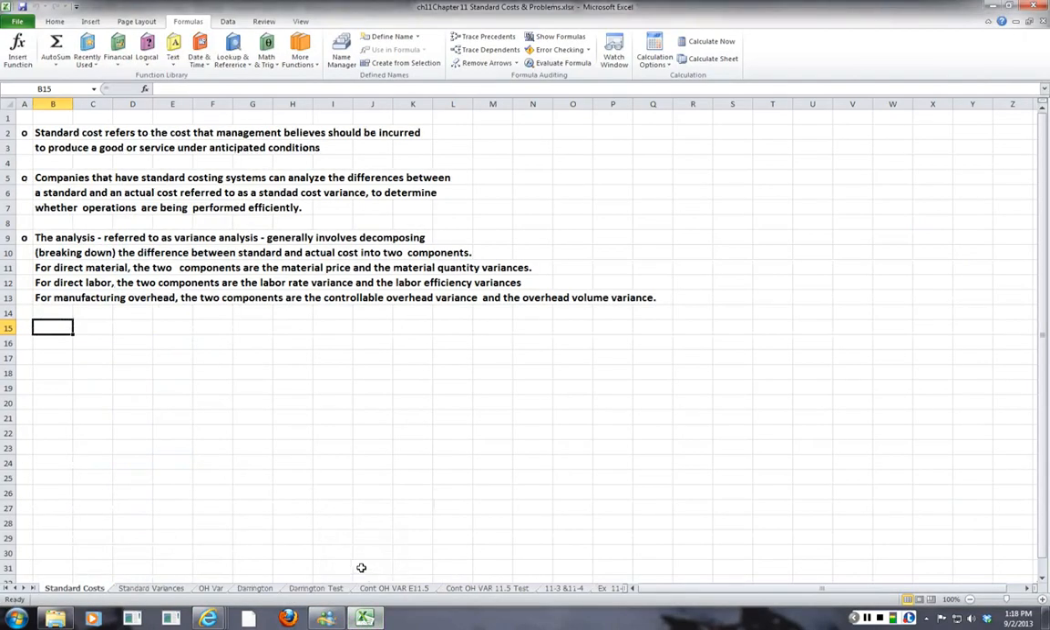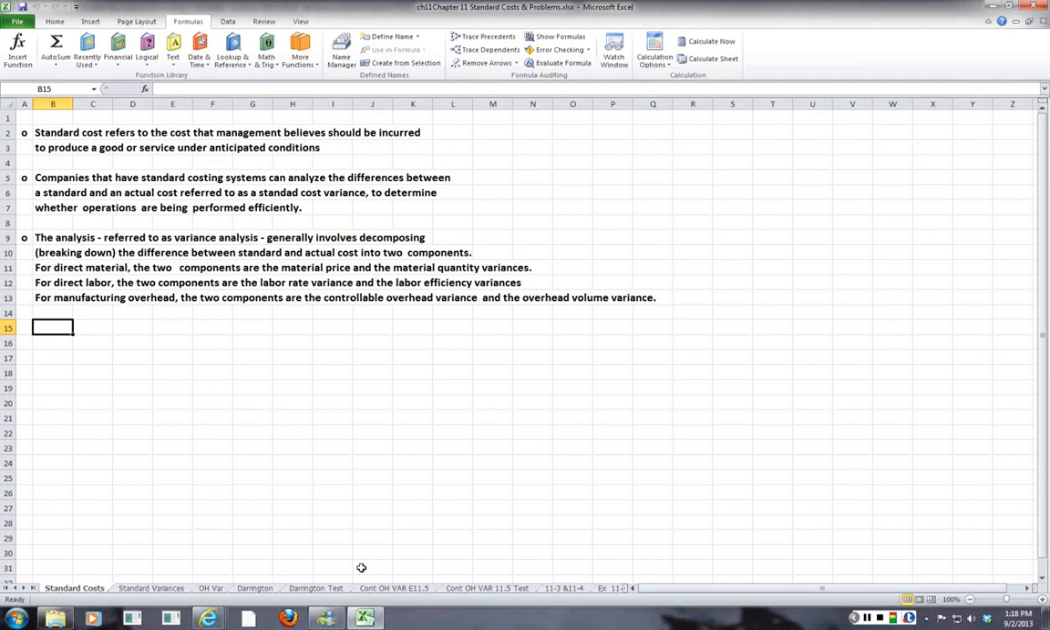I wanted to go over standard costs. This is chapter 11, standard cost. I'm going to go through the explanation of the standard cost. Then I'm going to take another video and we'll talk about a major problem that the text has called Darrington. And we'll also have a few other problems that we'll be working on after that.